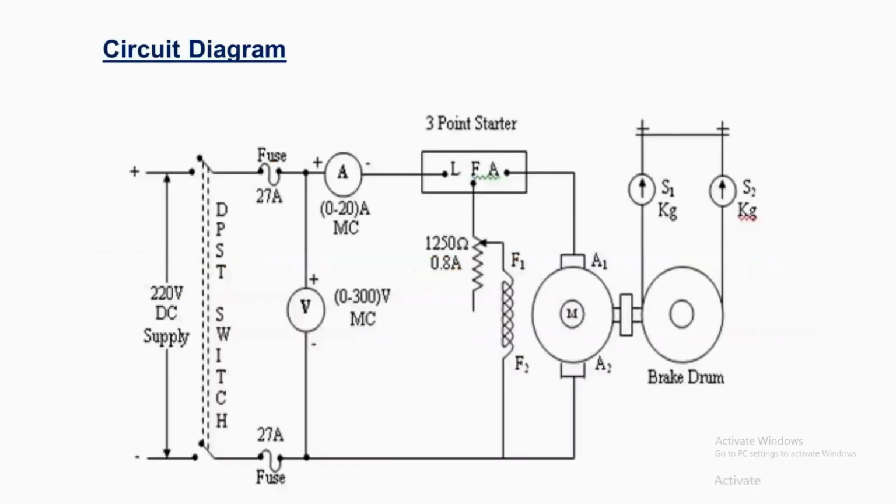Then the circuit diagram. This is the circuit diagram of load test on DC shunt motor. Here plus and minus is the power supply, 220 volt DC supply, DPST switch. Nowadays MCBs are used. Here the fuse rating design value is 27 ampere. This is the fuse rating. Then the voltmeter is connected across the power supply. Then the ammeter is connected in series with the power supply. The ammeter negative terminal is connected to the line of the starter.